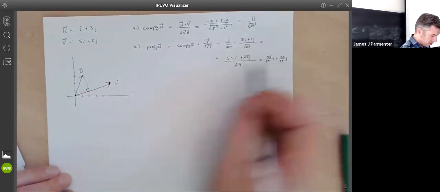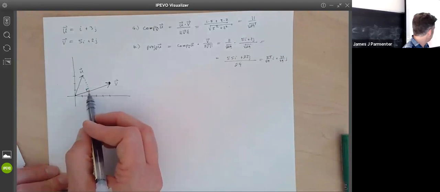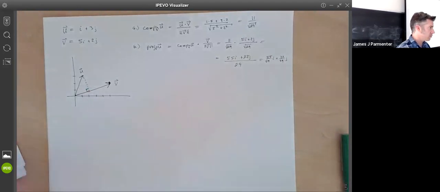Which seems reasonable, right? We're going over about 55/29, so that's a little less than 2, and up 22/29 is a little less than 1. Yeah, that seems like what we have drawn closely.